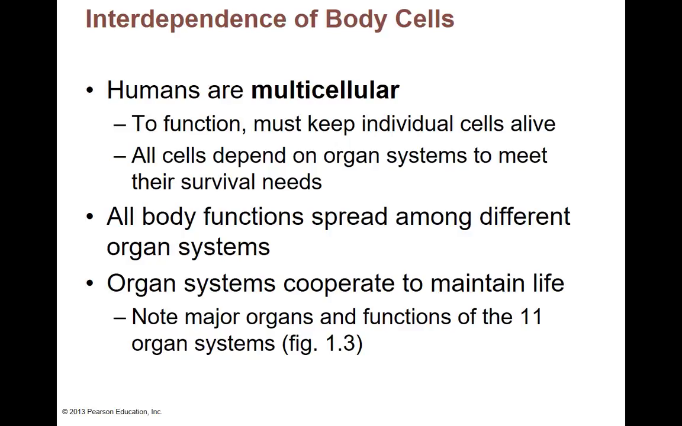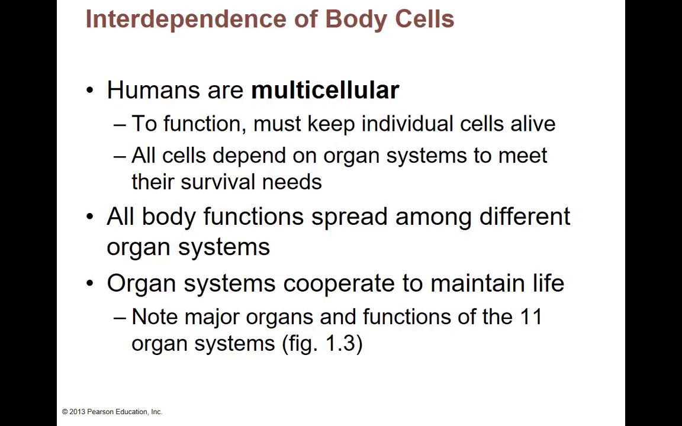Now, since we need cells, interdependence on body cells. Humans are multicellular. We have millions of cells. For us to live and function correctly, we need to keep our cells alive. So all cells depend on organ systems, not just one, to meet all of their survival needs. Your heart cells are not just depending on your blood vessels. They're depending on the respiratory system to make sure there's oxygen. They're dependent on the urinary system to make sure the blood gets cleaned. They're all dependent on each other. So all body functions get spread among different organ systems. It's not just clear cut and dry. They all have to work together. You can't remove one organ system and survive. Organ systems have to cooperate to maintain life.